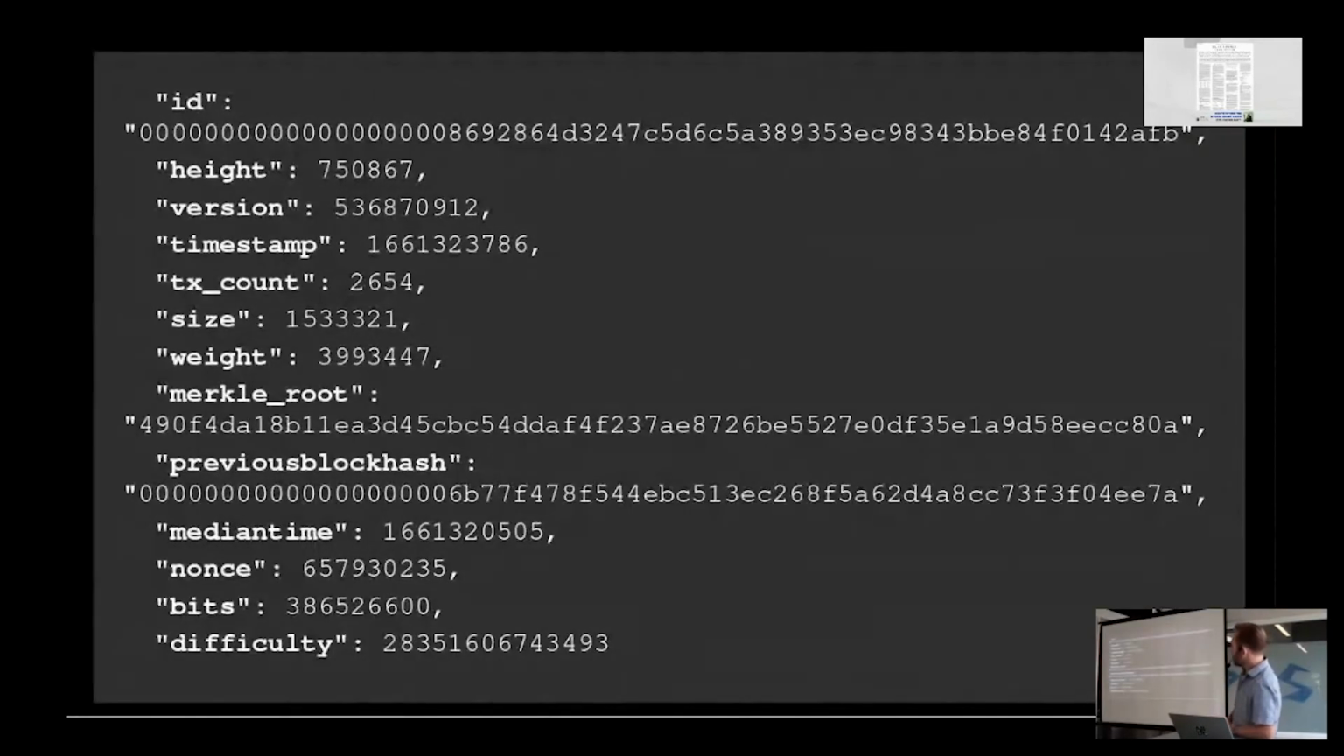So this is what a block header looks like. This one is for a recent block, 750,867. So that's block number 750867. And you can see that the ID of this block, this is the hash. That's a valid hash. So all the data that's included in this block header, you can hash it all up. Here's the nonce value right here.